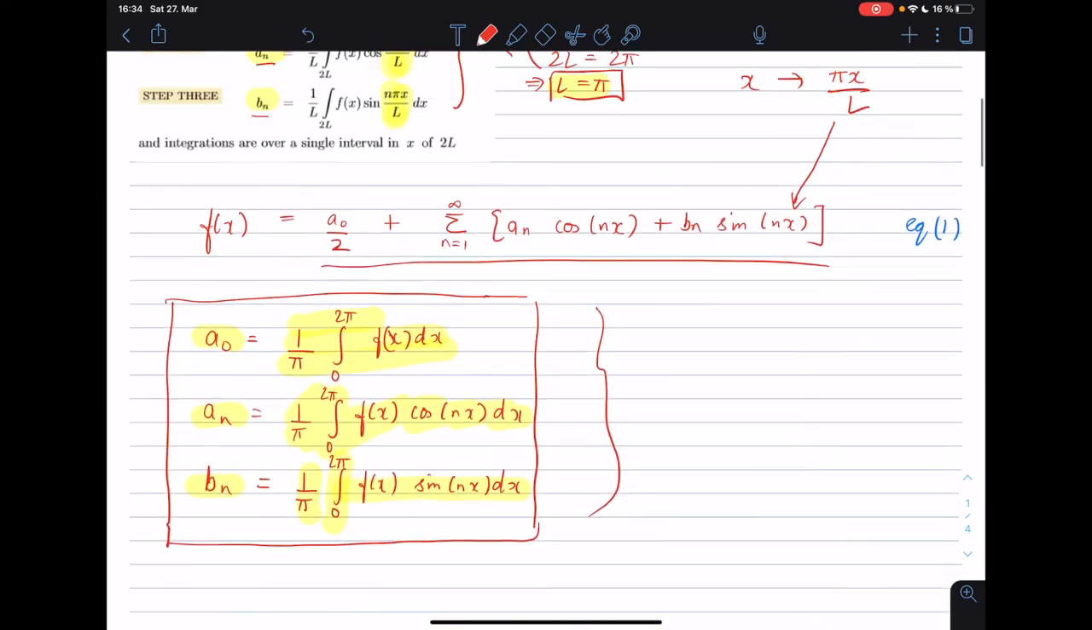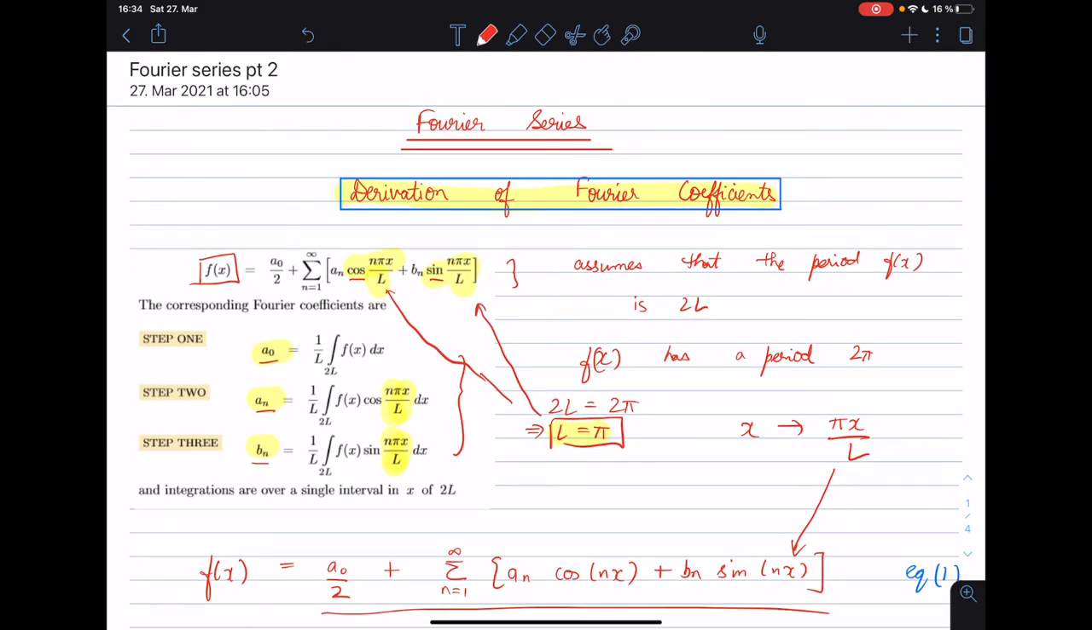And in the next few videos, what we'll be doing is we'll be solving some questions where we derive the Fourier series for square wave, triangular wave, sawtooth wave, and so on.